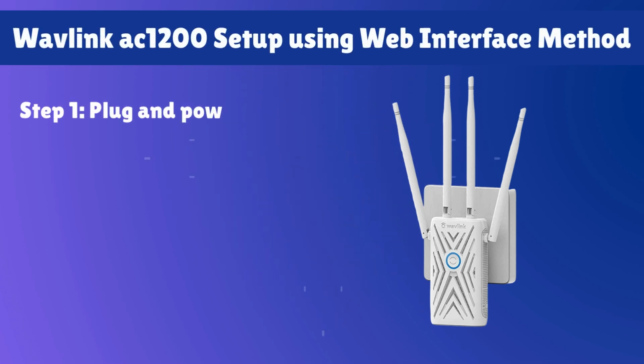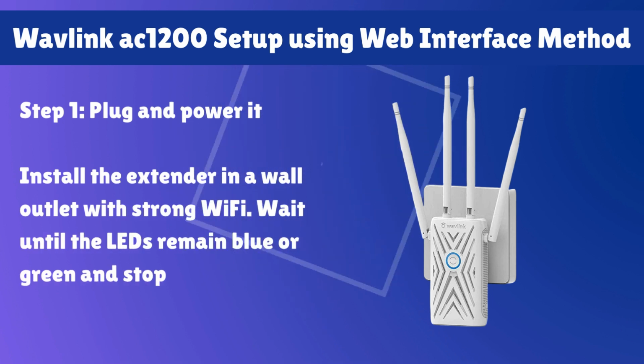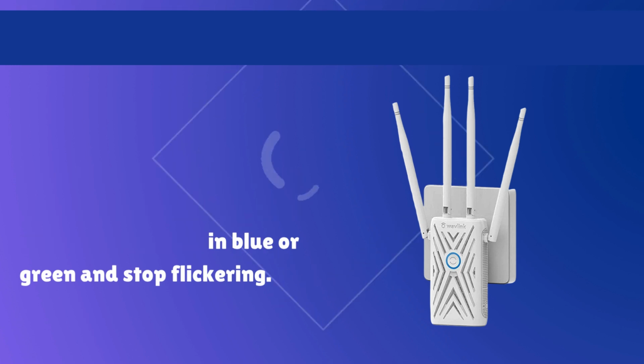Wavlink AC1200 setup using the web interface method. Step 1. Plug and power it. Install the extender in a wall outlet with strong Wi-Fi. Wait until the LEDs remain blue or green and stop flickering.